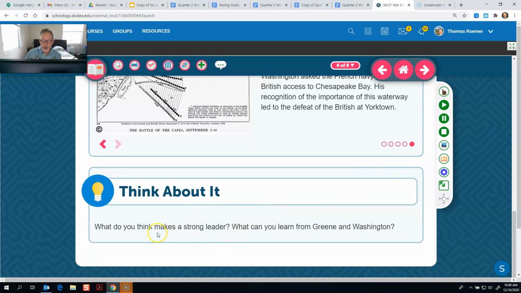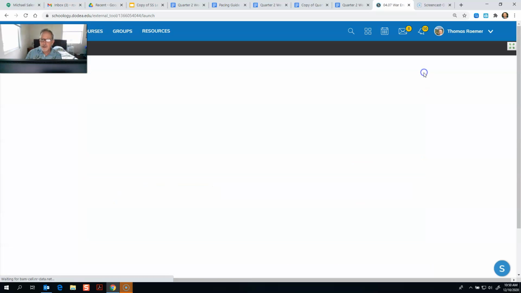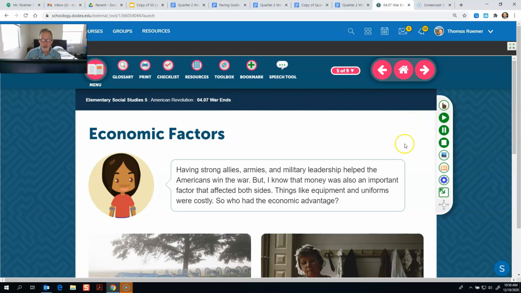So right here, you can talk about what you think makes a strong leader. What can we learn from Greene and Washington? We can learn many things because they have experienced them. That's what leadership is.